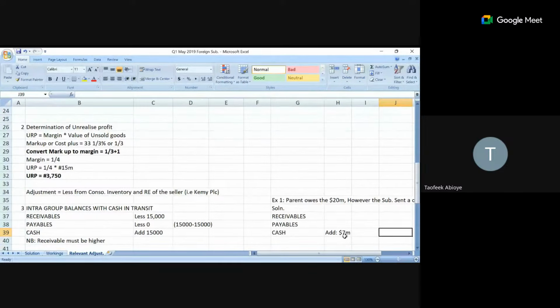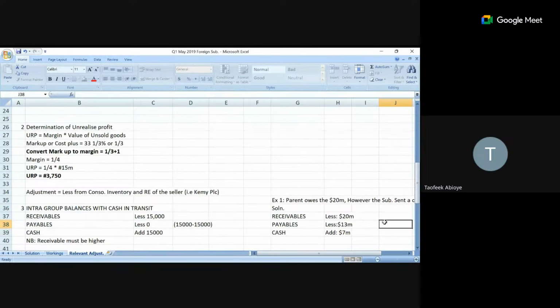Now, your receivable must be at 100%. Your receivable must always be higher. How much are they owing each other? 20 million. IFRS 10 says all intra-group transactions must be eliminated. So you now less $20 million from parent company. Now, to get your payables, it will be less 20 million minus 7, so it will be $13 million.